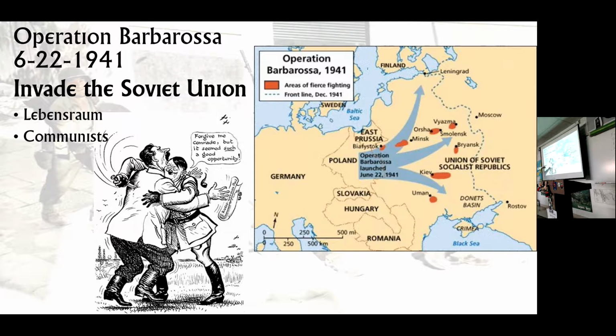And I love this one with Hitler putting the knife in Stalin's back. That's a pretty clever one. But Lebensraum we talked about. And remember fascist anti-communist rhetoric. That was a whole reason for the Nazis to take power. But also oil. Hitler did not want to be dependent upon the Soviet Union for oil. He wanted to take that oil between the Caspian and the Black Sea.